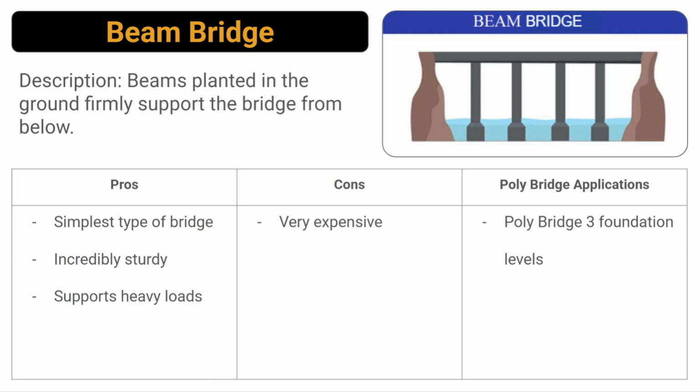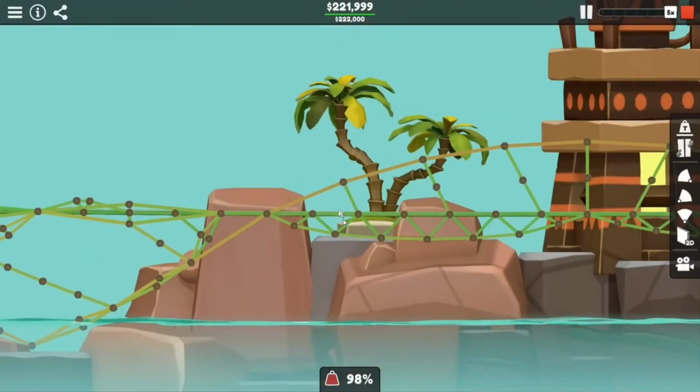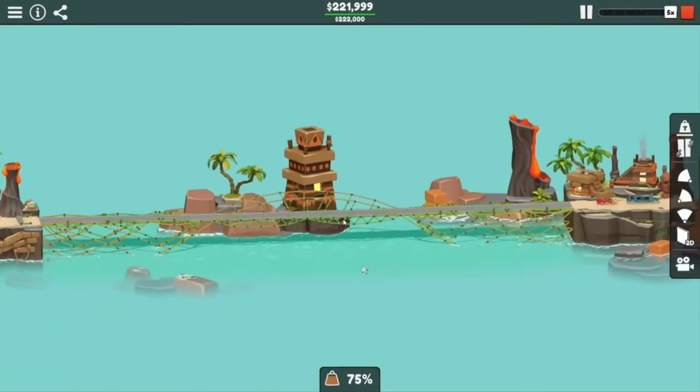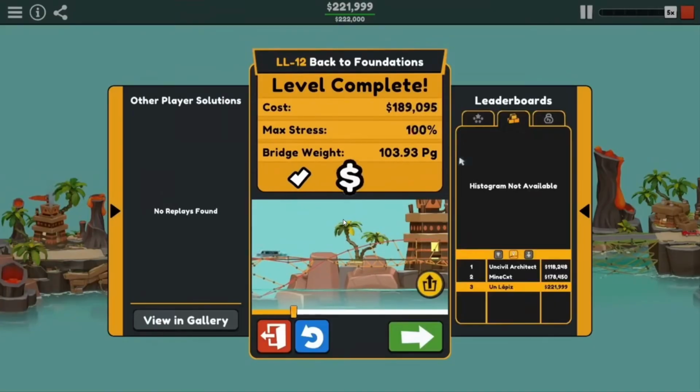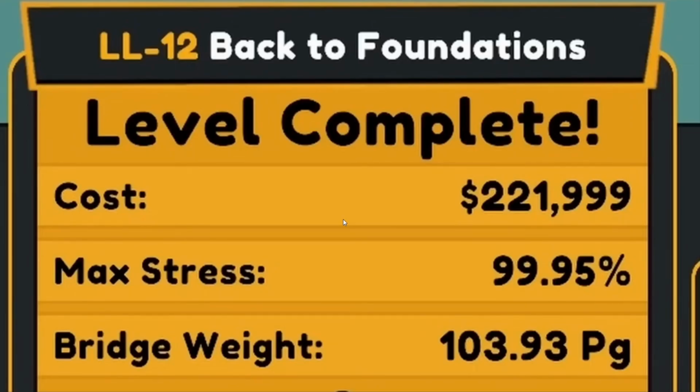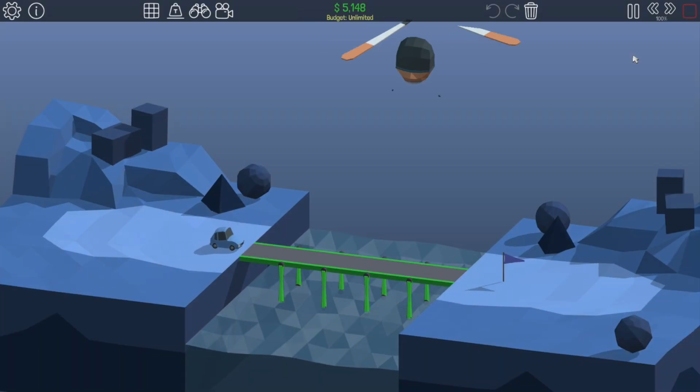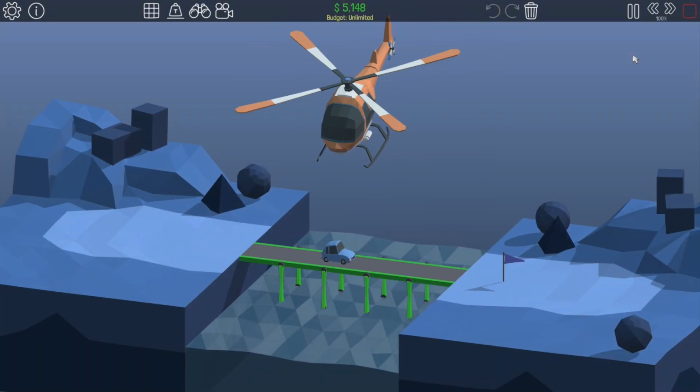The only real place this bridge could be used is on foundation levels in Polybridge 3. Ironically, even these levels can be completed under budget without using beam bridges. This excellent video from Reed Captain demonstrates him beating the entire Polybridge 3 campaign without any foundations at all. Here is another clip featuring a standard beam bridge.